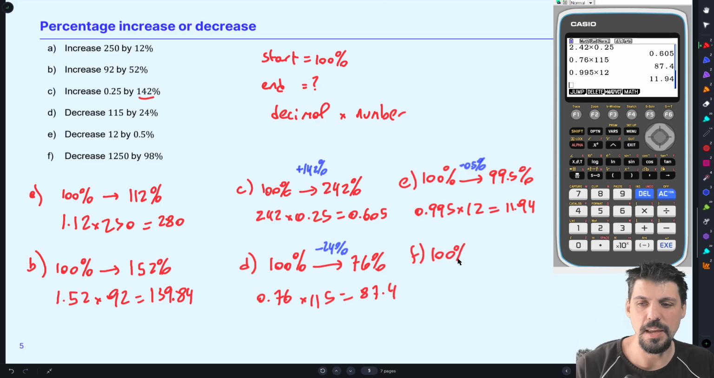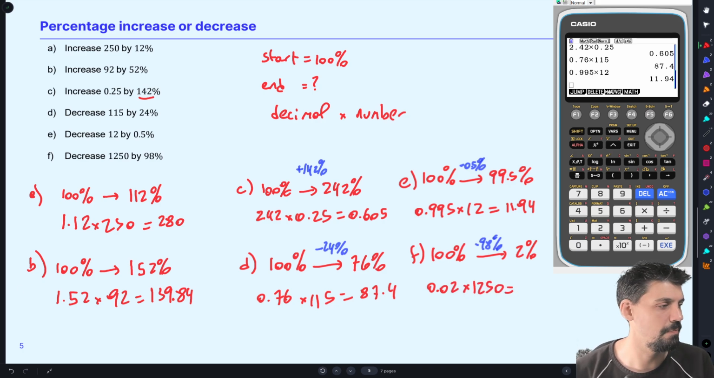Decrease by 98%. I want to remove 98% from 100. That will leave me with 2%. As a decimal, that's 0.02. Multiply that by 1,250.